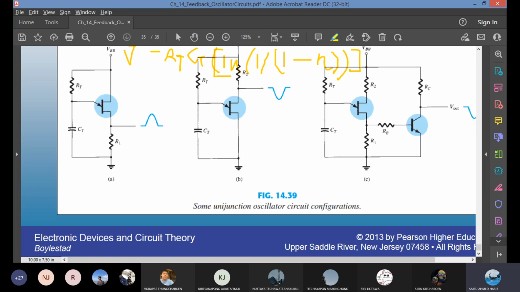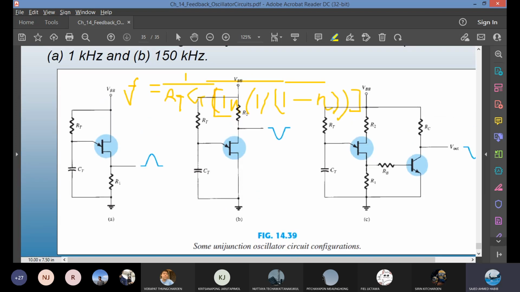The last slide shows some possible configurations for the unijunction oscillator. Case A, you can have RT and CT on top of each other. On the output side, you have R1 on the source terminal. And then the second case, you can have RT and CT as usual, but you have R2 on the drain side. Each case is showing you what type of pulse you are going to get. If you take output from this side, you're going to get a positive pulse. If you take output from this side, from this circuit, you will get a negative pulse.